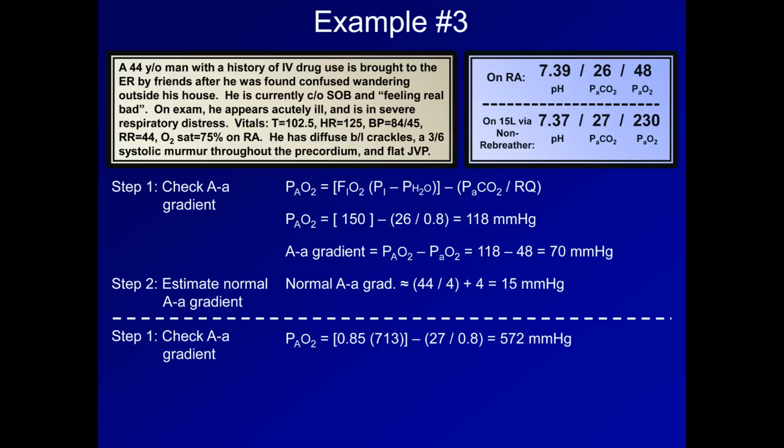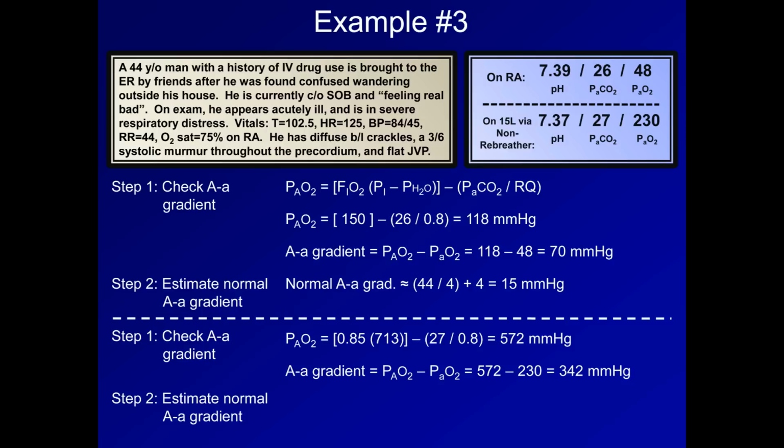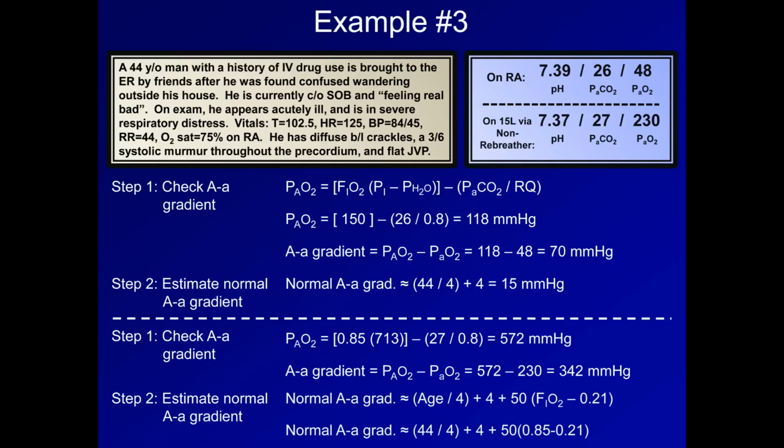We get a PAO2 of 572 millimeters of mercury. The gradient is therefore 572 minus 230, or 342. Now let's estimate the adjusted normal AA gradient if we plug in the patient's age and the estimated FiO2 of 0.85. We arrive at 47 millimeters of mercury. So what happened? A gradient that was 55 millimeters of mercury above normal while on room air increased to about 300 millimeters of mercury above normal when on a non-rebreather mask.